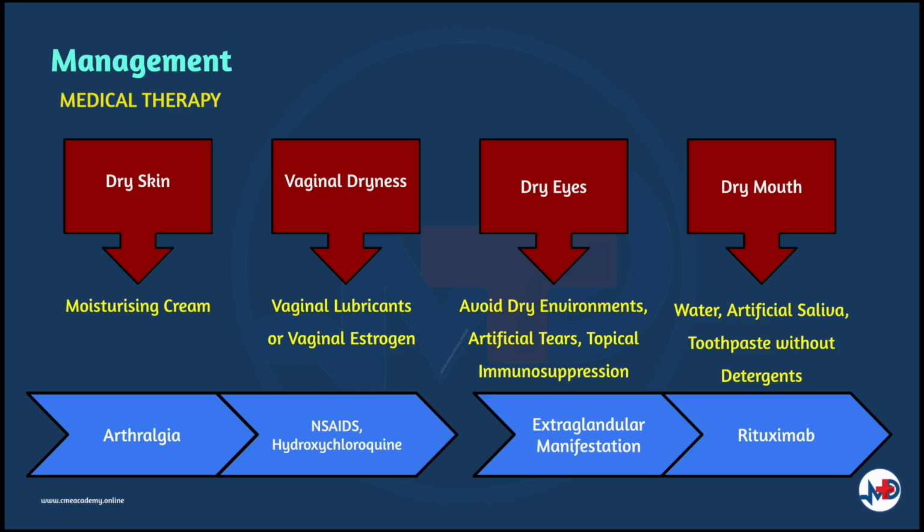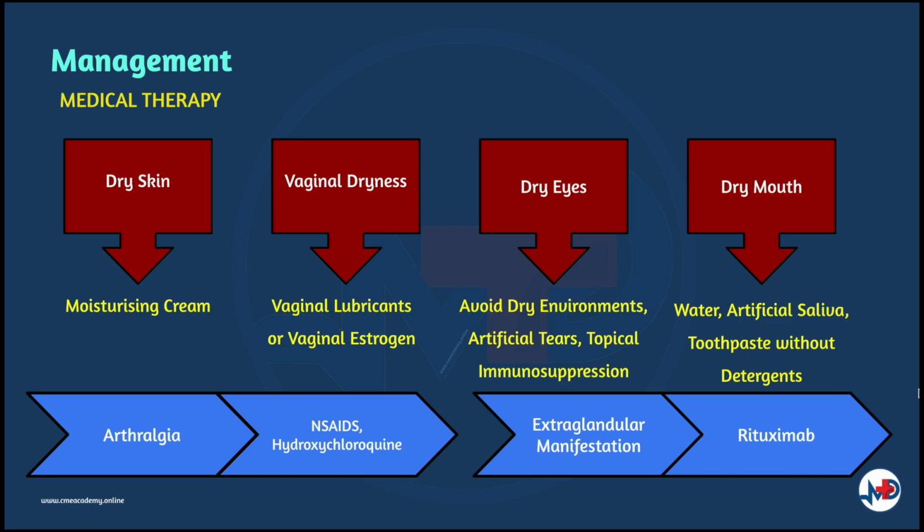The mainstay of treatment in Sjogren syndrome is largely symptomatic and focuses on prevention or treatment of complications. Moisturizing creams help with dry skin. Vaginal lubricants can be used for vaginal dryness, and vaginal estrogen can be considered in postmenopausal women. Do watch out for vaginal yeast infections.